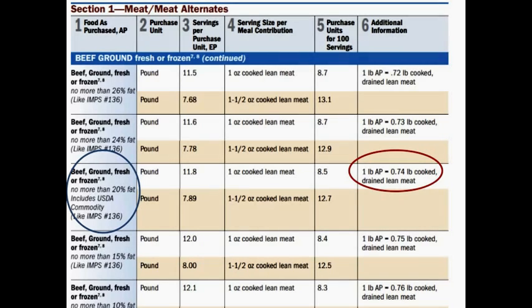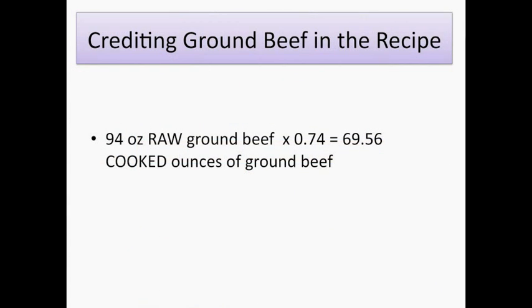So using the food buying guide, we find ground beef, and we can see that 1 pound provides us with 0.74 pounds cooked and drained. So we multiply our raw meat in ounces by 0.74 to obtain the cooked amount within the recipe, which is 69.56 cooked ounces of ground beef.